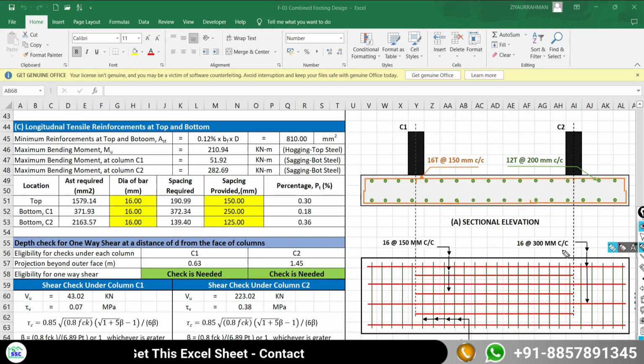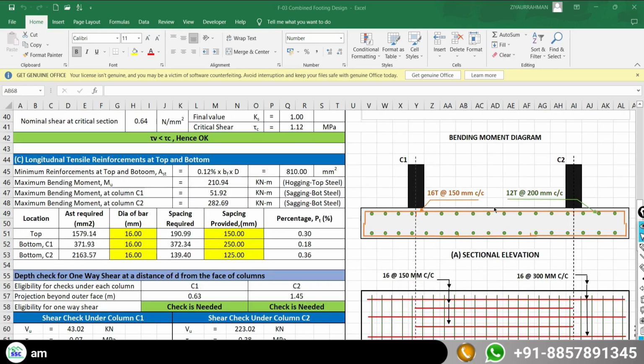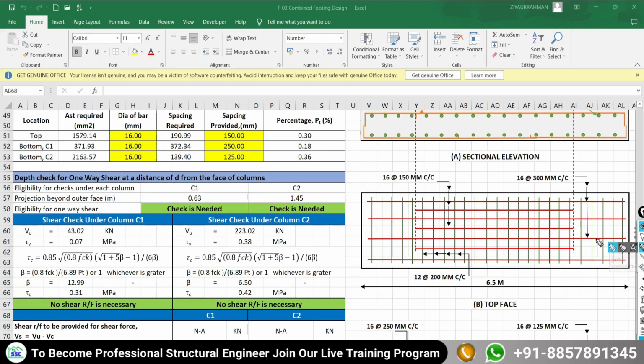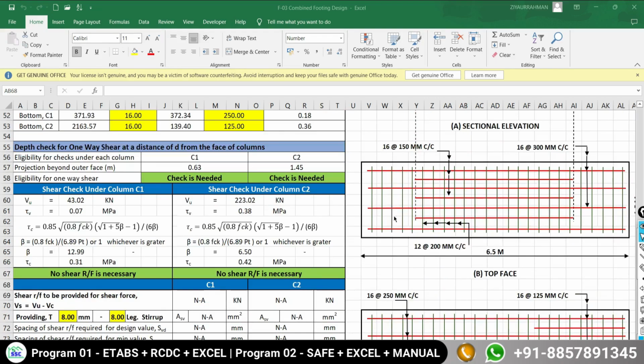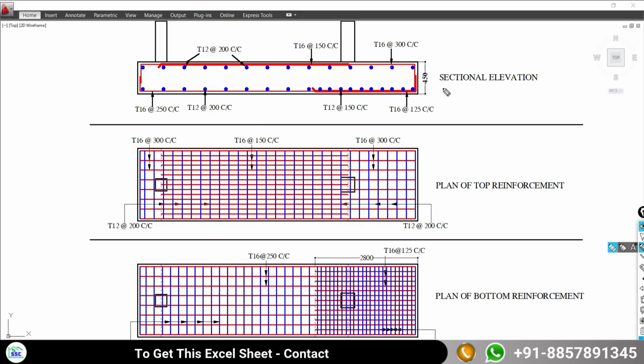Now after the complete design, your sheet will give you the detailing for your combined foundation in respect of the design result that you are getting from your spreadsheet. So here the sectional elevation is showing the reinforcement: there is the top face reinforcement placement, and there is the bottom face reinforcement positioning. Either you can refer to the detail given by your spreadsheet or this Excel sheet, otherwise you can prepare the detail in CAD as per your requirement. Here the sectional elevation shows the details of your reinforcement.